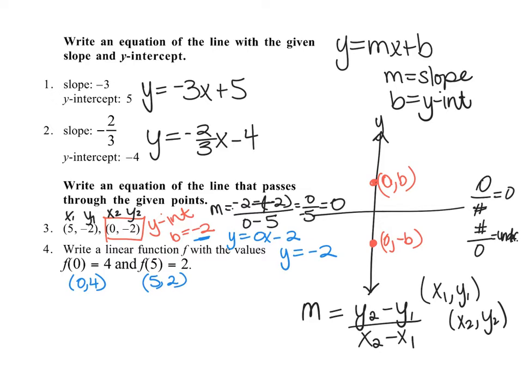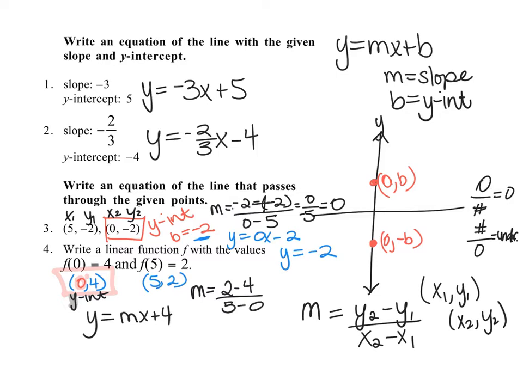Notice, once again, that here I have a point that has an x value of 0, and that means this is our y-intercept. And so we have y equals mx plus 4, something times x plus 4. We need to find that slope. And we do that using this slope formula that we have over here again. y2, that's 2, minus y1, which is 4, divided by x2 minus x1.